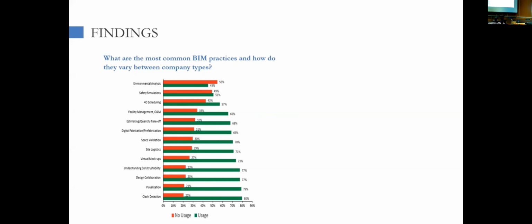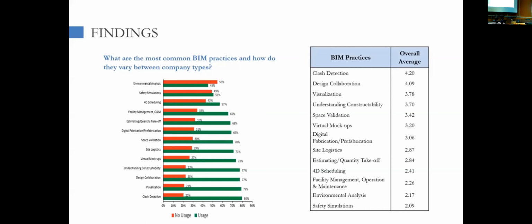Now, if a respondent indicated that they actually use BIM for this particular practice, they were asked to rate on a scale of 1 to 5 that level of usage, with 1 being very low and 5 being very high. So the respondents' overall average for each BIM practice is displayed in the table over here.